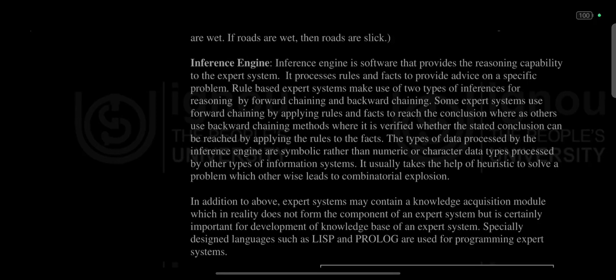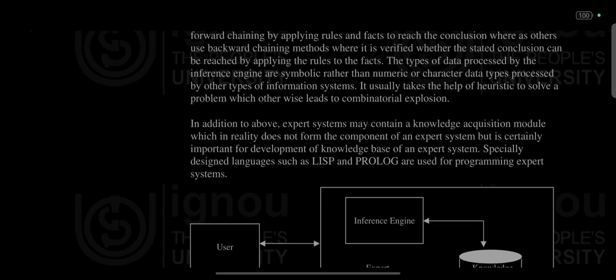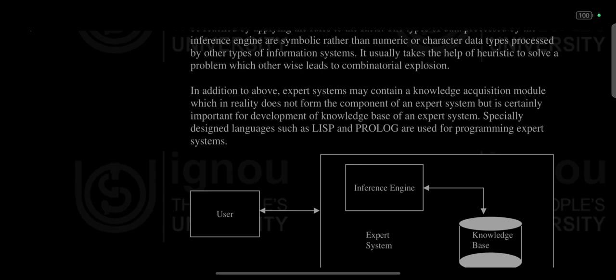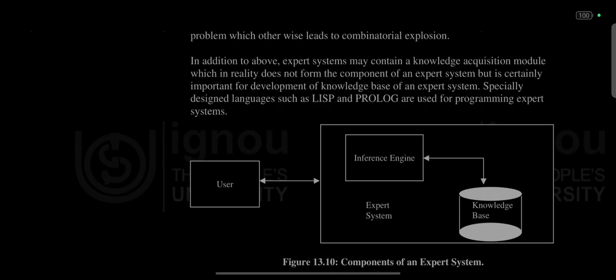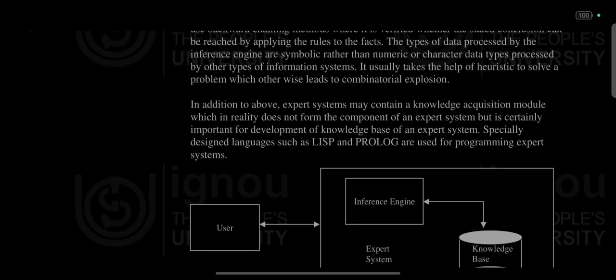The types of data processed by the inference engine are symbolic rather than numeric or character data types processed by other types of information systems. It usually takes the help of heuristics to solve a problem which otherwise leads to combinatorial explosion. In addition to above, expert systems may contain a knowledge acquisition module, which in reality does not form the component of an expert system but is certainly important for development of knowledge base of an expert system. Specially designed languages such as LISP and Prolog are used for programming expert systems.